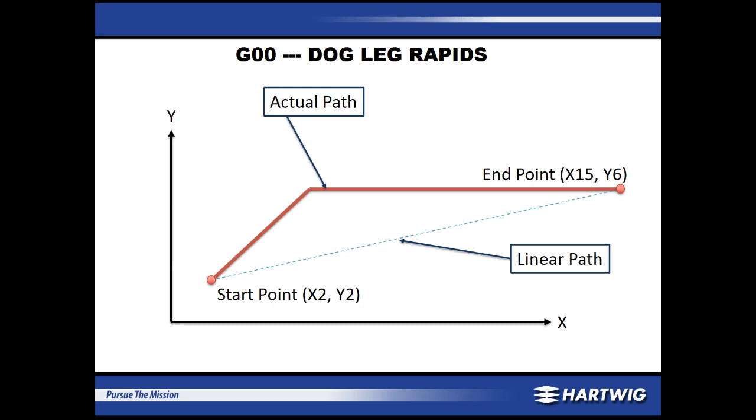The first thing is whenever we're programming in G00, our machine might not actually move in a straight line. If I have my start point, like I see on this graph here, of X2, Y2, and I have an endpoint of say X15, Y6, and I command that with a G00, my path may move more along this red line than along that light blue dotted line, which would represent the linear path. This is normal as the machine tries to accelerate each axis as quickly as it possibly can whenever it's in a G00 move.